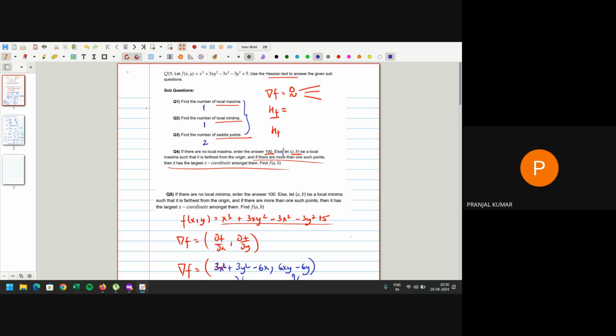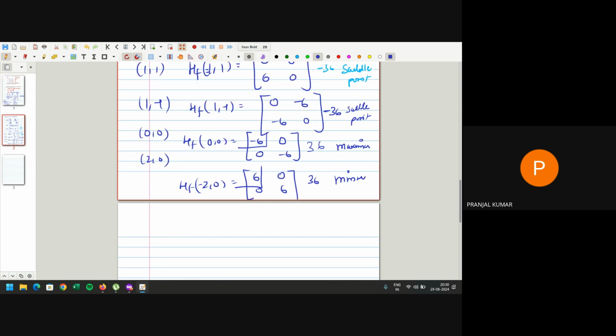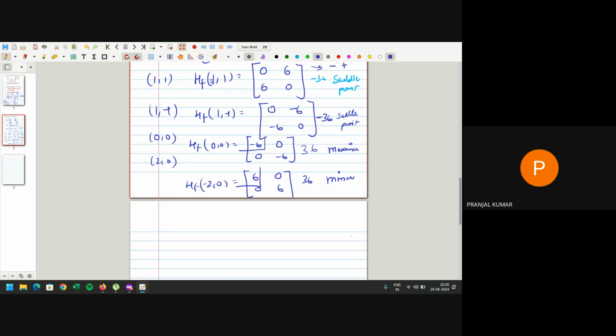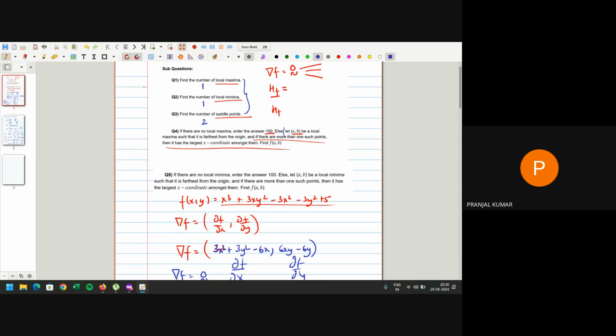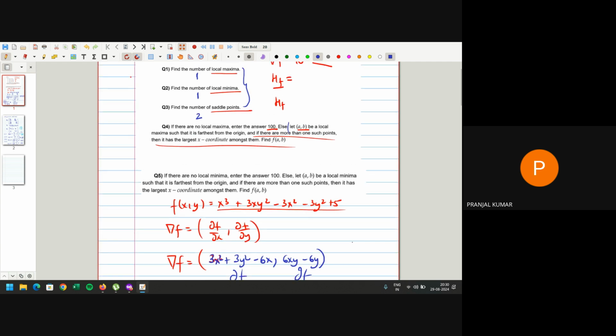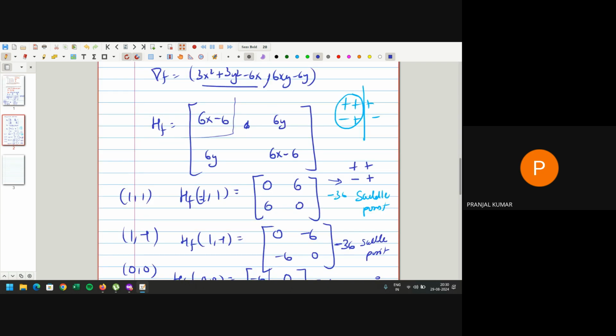Okay, so let (a, b) be a local maxima so that it is farthest from the origin. Since you have only one local maxima, you can directly find f(a, b). There is only one local maxima and one local minima. So f(a, b), what was the local maxima?